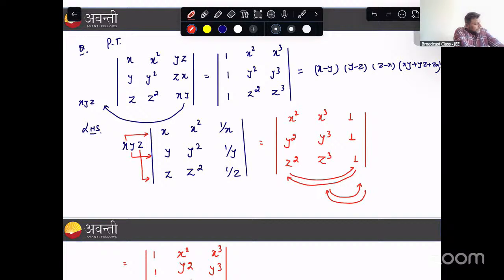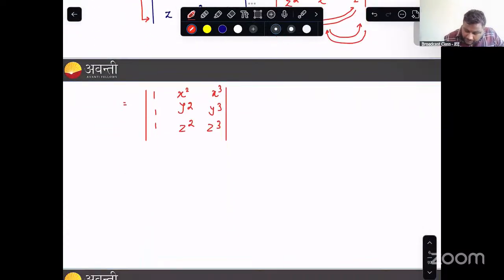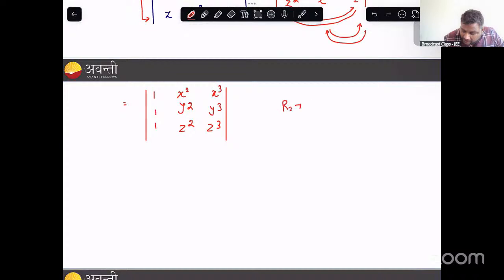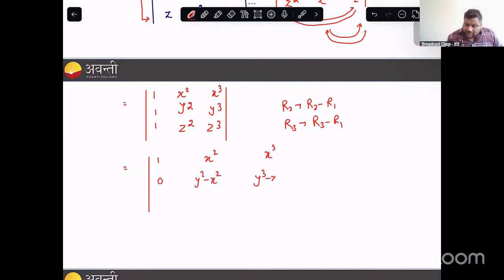Now, then I told you, if we get 1, 1, 1 in any of the rows, our half work is done. Now use an operation. Write R2 as R2 minus R1 and R3 as R3 minus R1. So your R1 remains unchanged, 1, x square, x cube; R2 minus R1: 0, y square minus x square, y cube minus x cube; 0, z square minus x square, z cube minus x cube, correct?